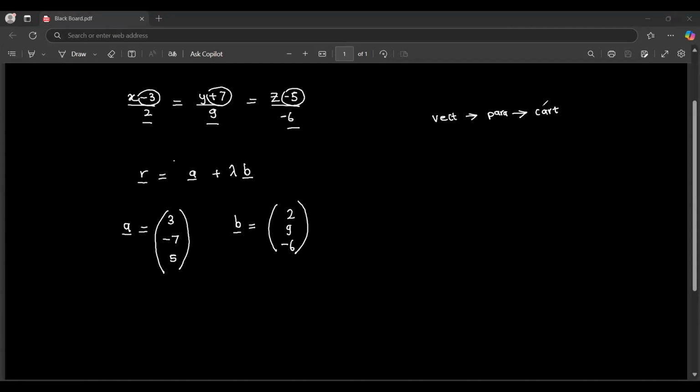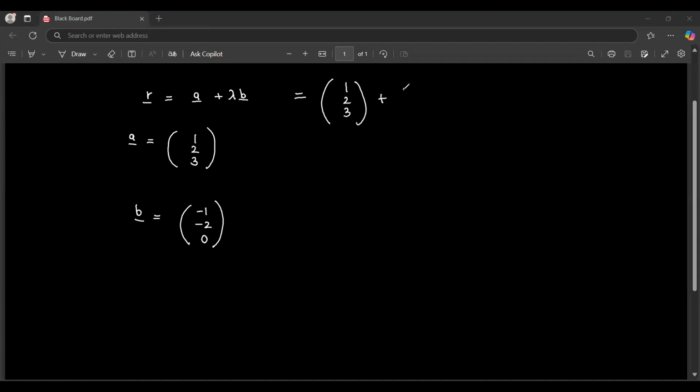And why I normally prefer this is because let's look at another example, and you will also be able to understand. So let's say r is equal to a plus lambda b, where a is equal to (1, 2, 3) but b is equal to (minus 1, minus 2, 0). So we have a vector something like this: (1, 2, 3) plus lambda times (minus 1, minus 2, 0).